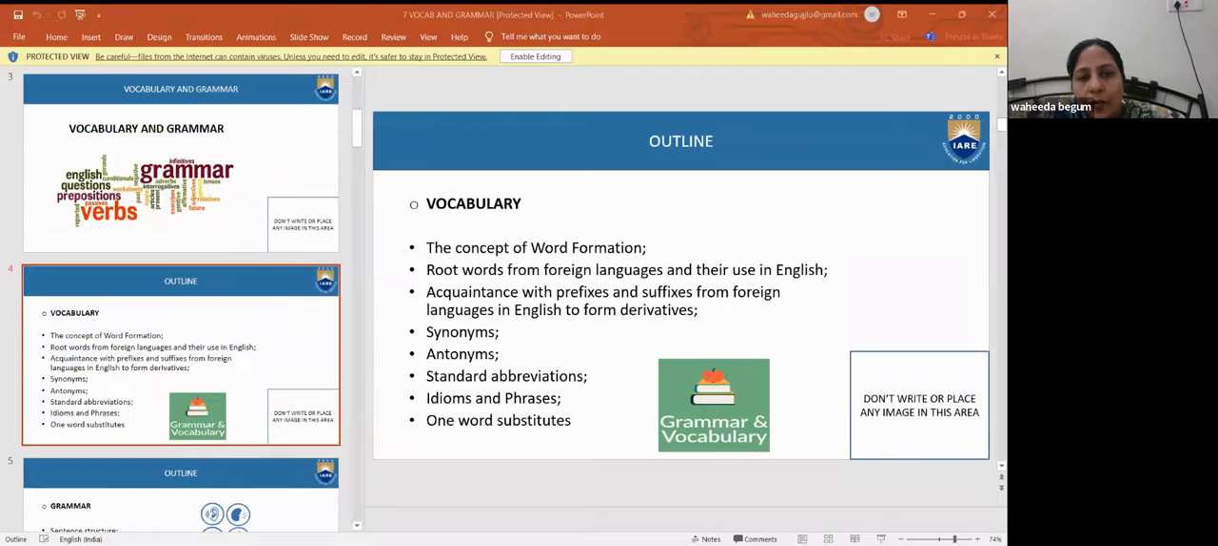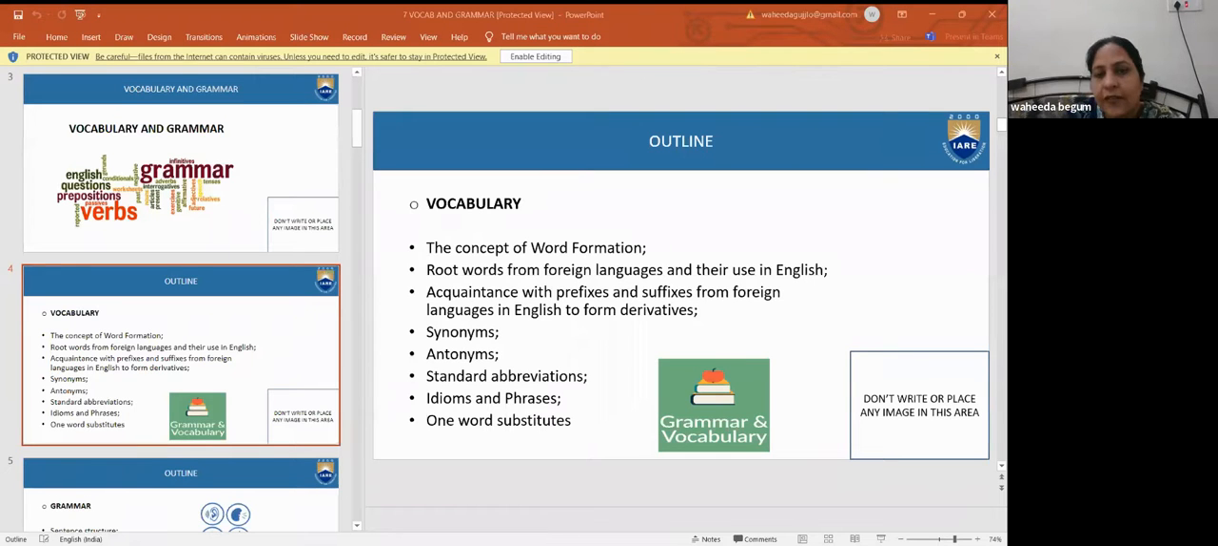Then we talked about words from the foreign languages also. This is another reason why English is hard to learn. It is because of the pronunciation, or its words that we cannot always pronounce correctly.